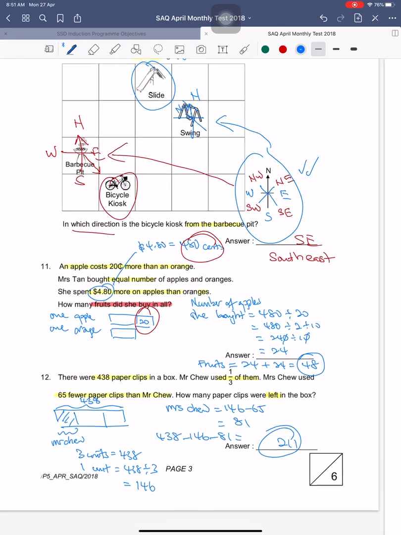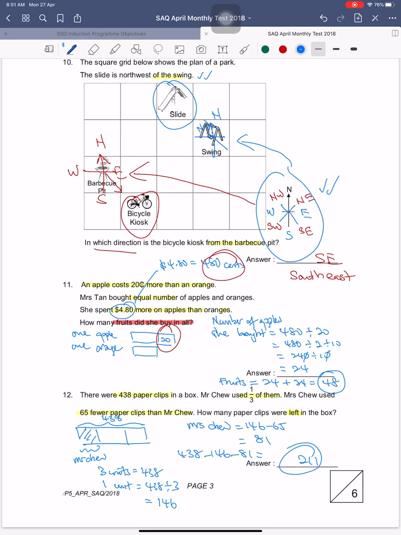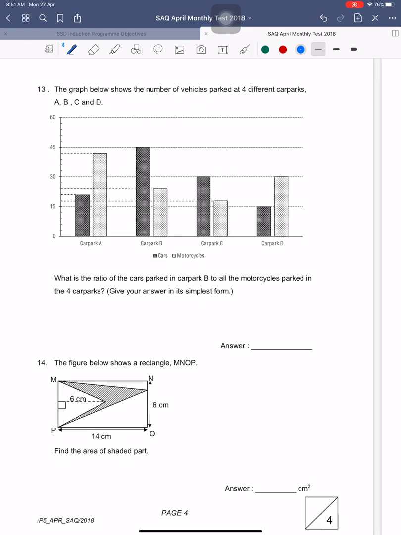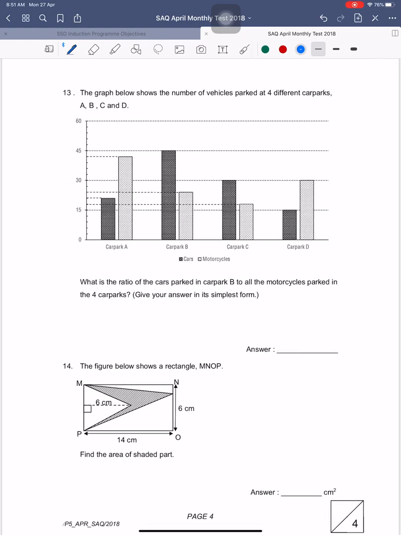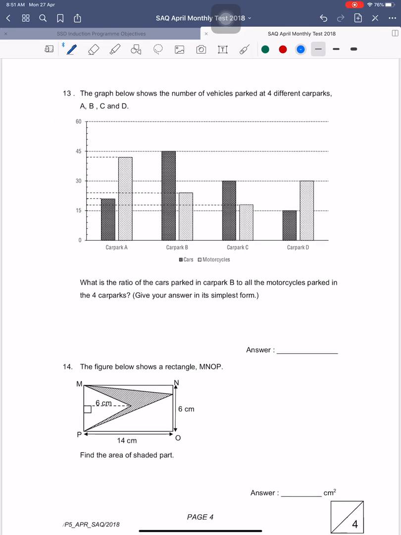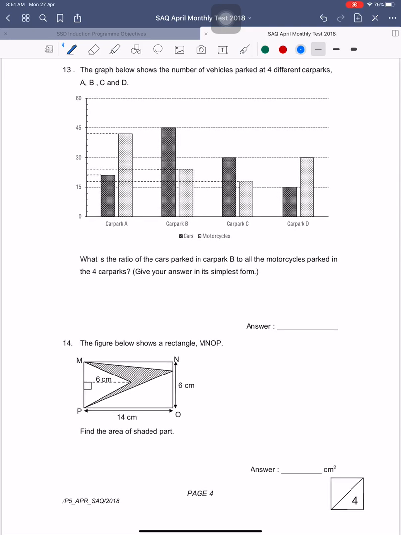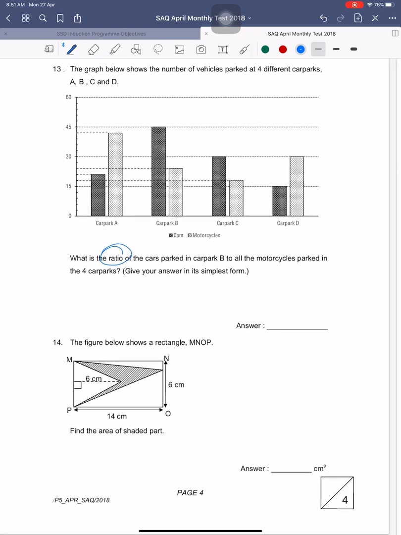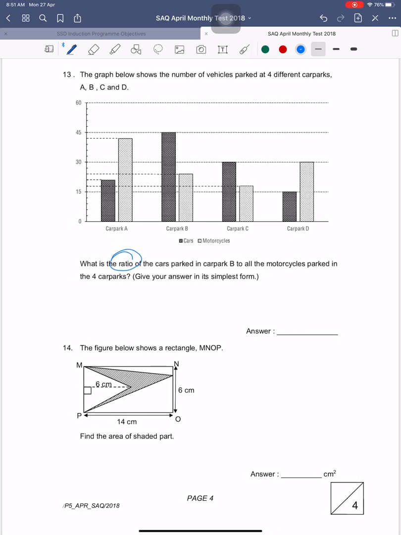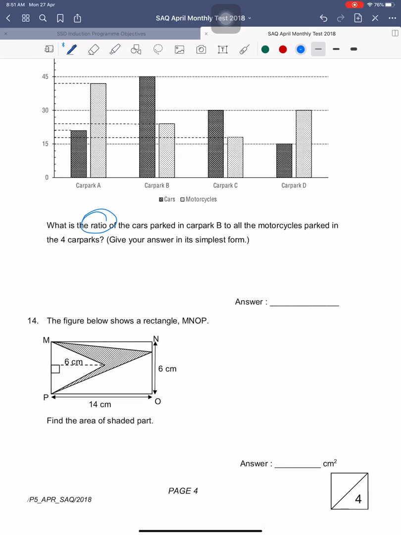Do pause the video if you need to relook at these 3 questions on page 3 before we go on to page 4. Okay, page 4, I have removed question 13, because question 13 is ratio, so I will park this aside first. You don't do question 13, but let's look at question 14 now.